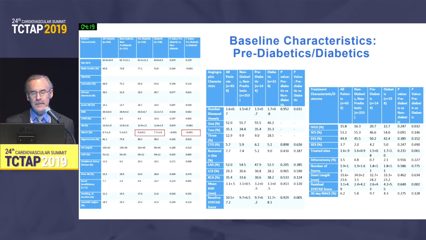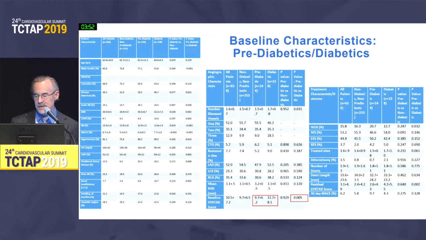There were differences with regard to hemoglobin A1C, as you might expect, but just to paint the picture, the diabetics had a hemoglobin A1C average of 7.7, the pre-diabetics 6.0. There were differences also in terms of renal function. In the diabetic population, 15% had renal insufficiency, whereas in the pre-diabetic set, it was only 5%. There were differences in baseline syntax scores, as you might imagine. Diabetics had worse syntax scores at baseline, and they also had worse syntax scores at the completion of the procedure.